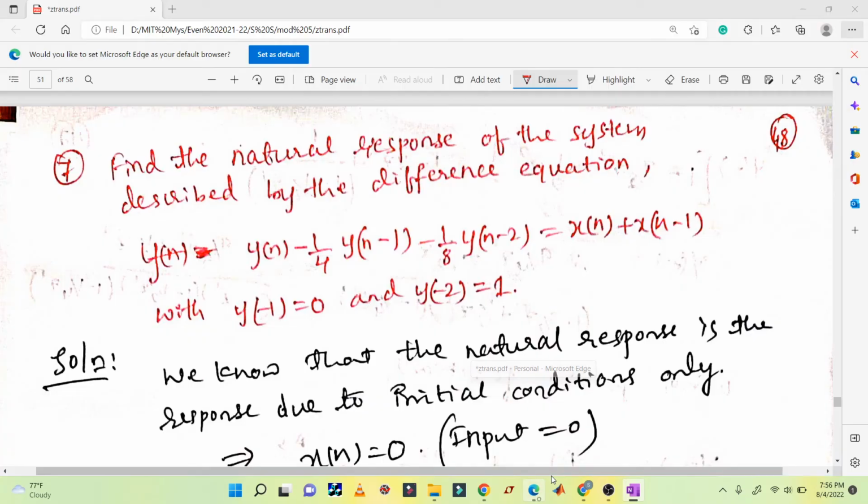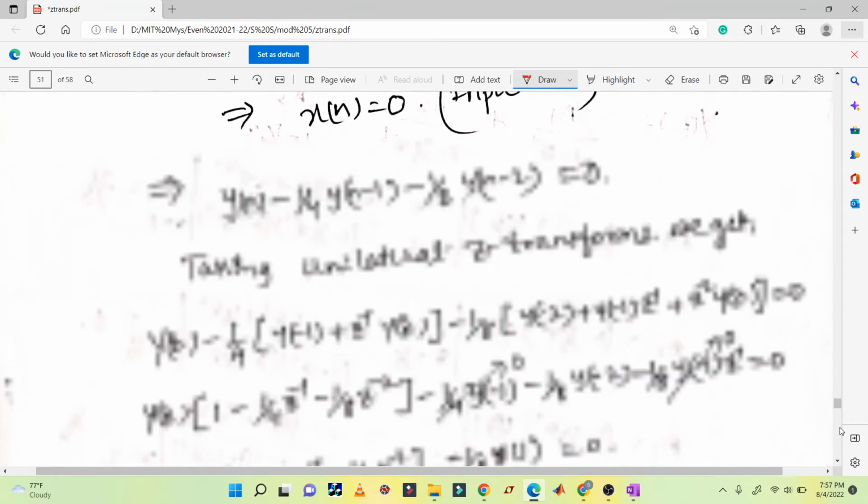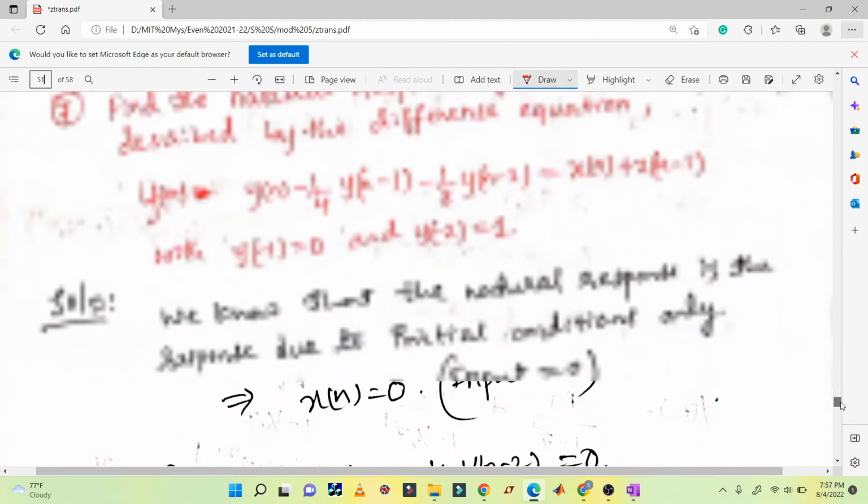Okay, so in this question, find the natural response of the system described by the difference equation. So this is the difference equation and we need to find out the natural response. We know that natural response is response due to initial conditions only. So natural response is because of initial conditions. That's why we have made input as 0.